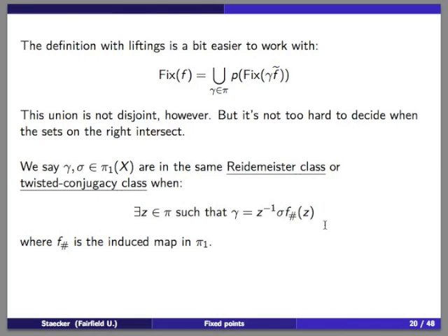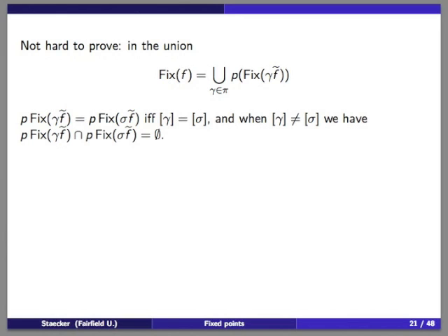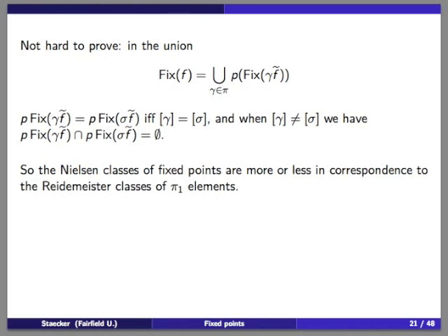All right. In this case we're going to write the class of gamma is the class of sigma. The brackets mean Reidemeister class. It's not too hard to prove that in this union here, the sets on the right, I said they're not always disjoint. It turns out if the two liftings that you're talking about are of the same Reidemeister class, then the two fixed point sets are the same. And if they're not the same class, then they're disjoint.